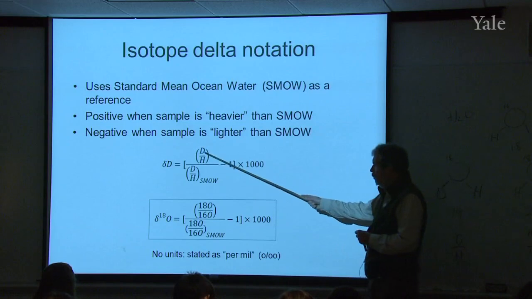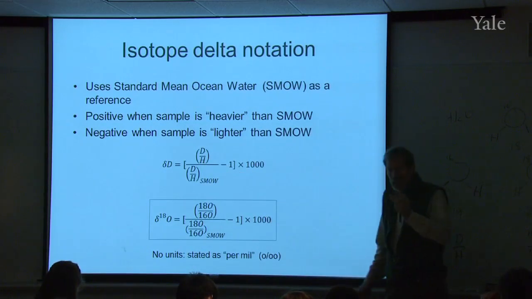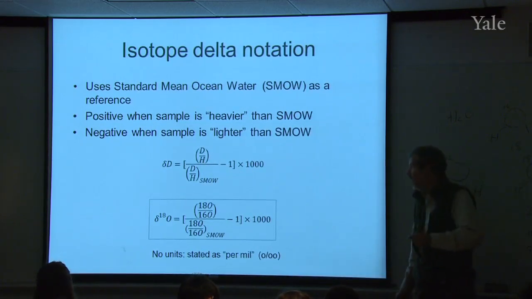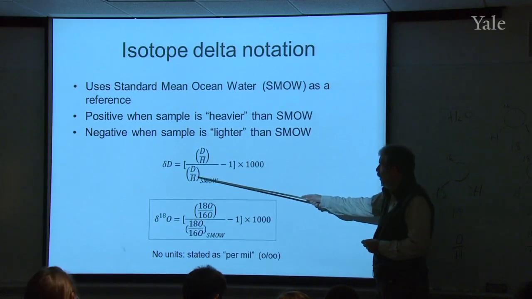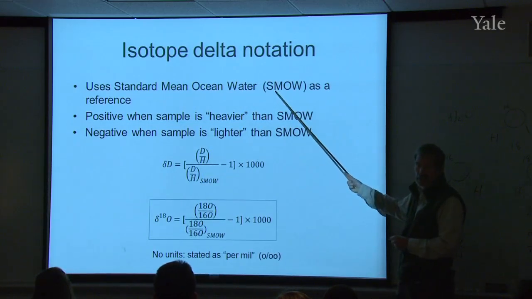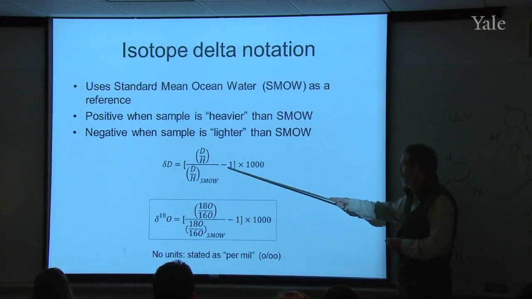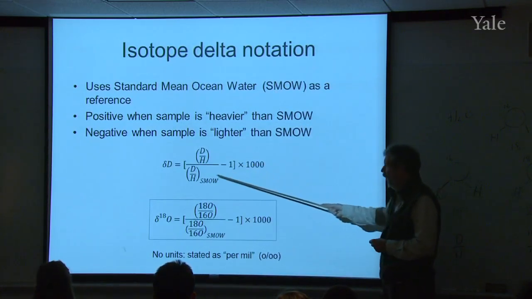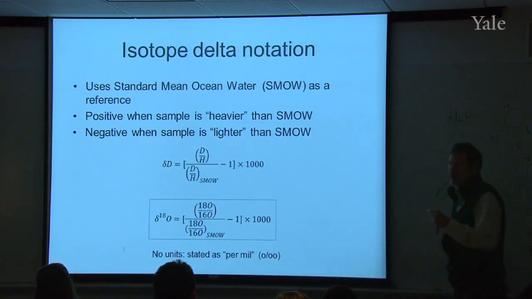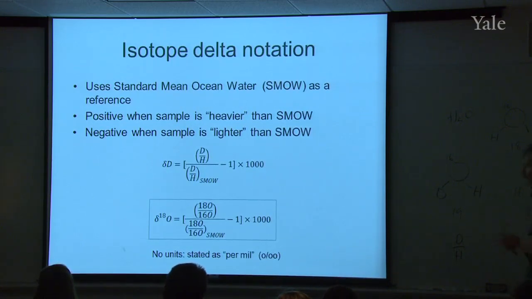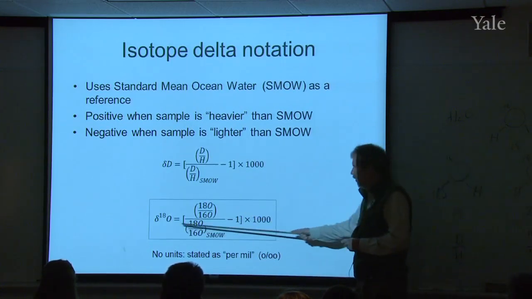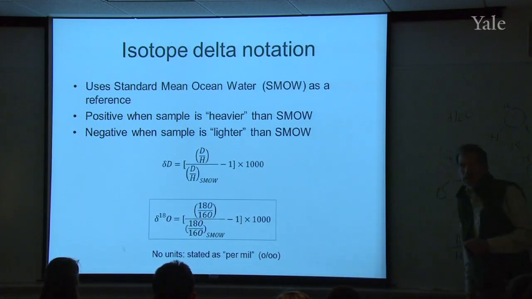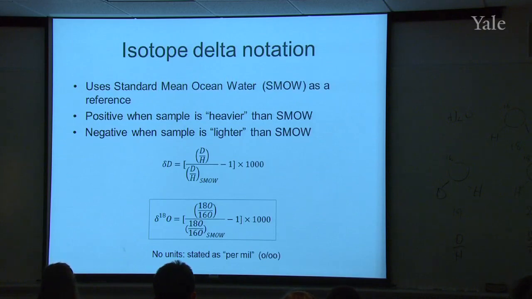Then you measure the D to H ratio in the sample of interest, divide it by the D to H ratio in your reference liquid, SMOW, subtract 1, multiply by 1,000, and that is the so-called delta D value. If it's deuterium, it's delta D. If you do the same thing with oxygen, it's the delta O18 value. And that's what we'll be tracking.